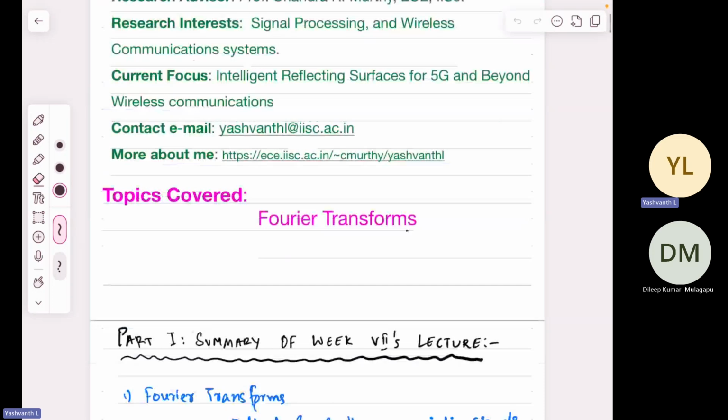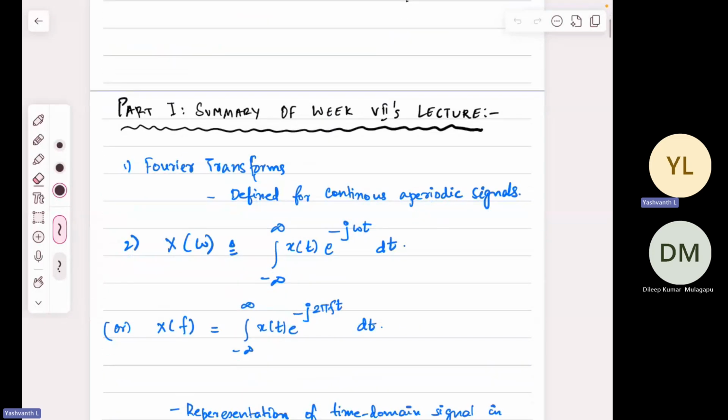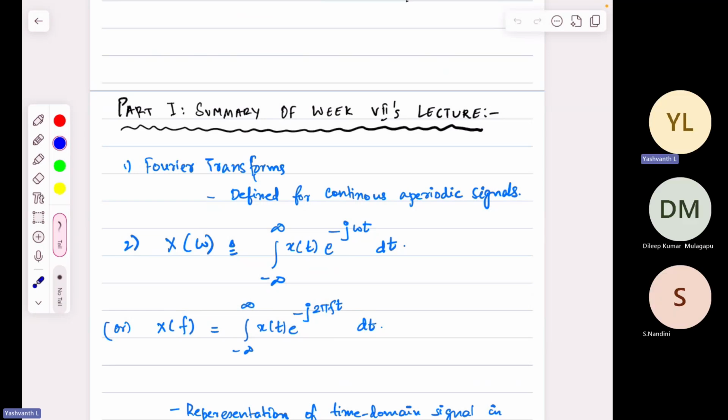As usual, the first part of the session will be to quickly summarize what has happened in week 7. So week 7 started with the notion of Fourier transform. What are Fourier transforms? Fourier transforms are basically another way to represent the same signal, but in a different domain called the frequency domain. Recall that Laplace transform took your time domain signal x of t and represented the same signal in a different domain called Laplacian domain, denoted by x of s.